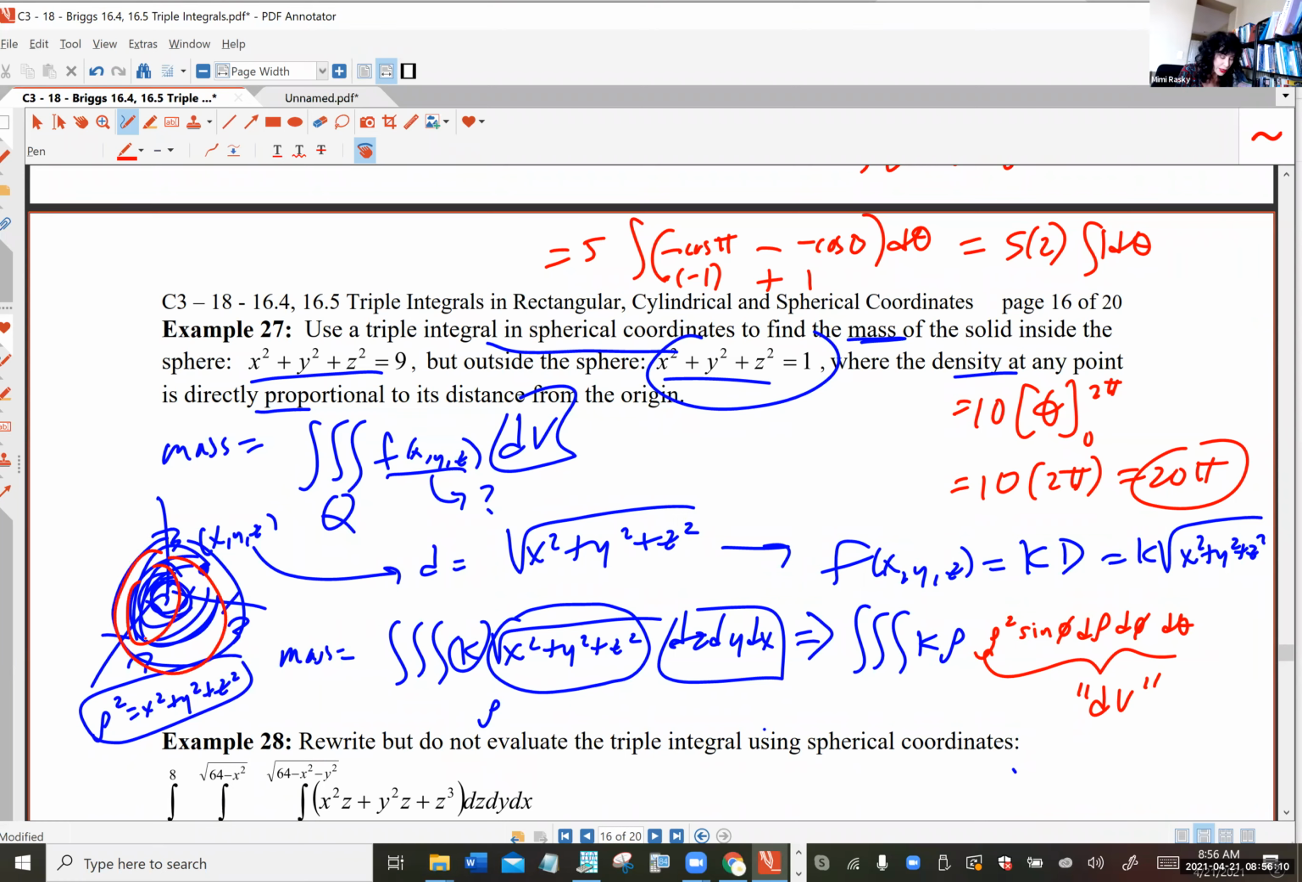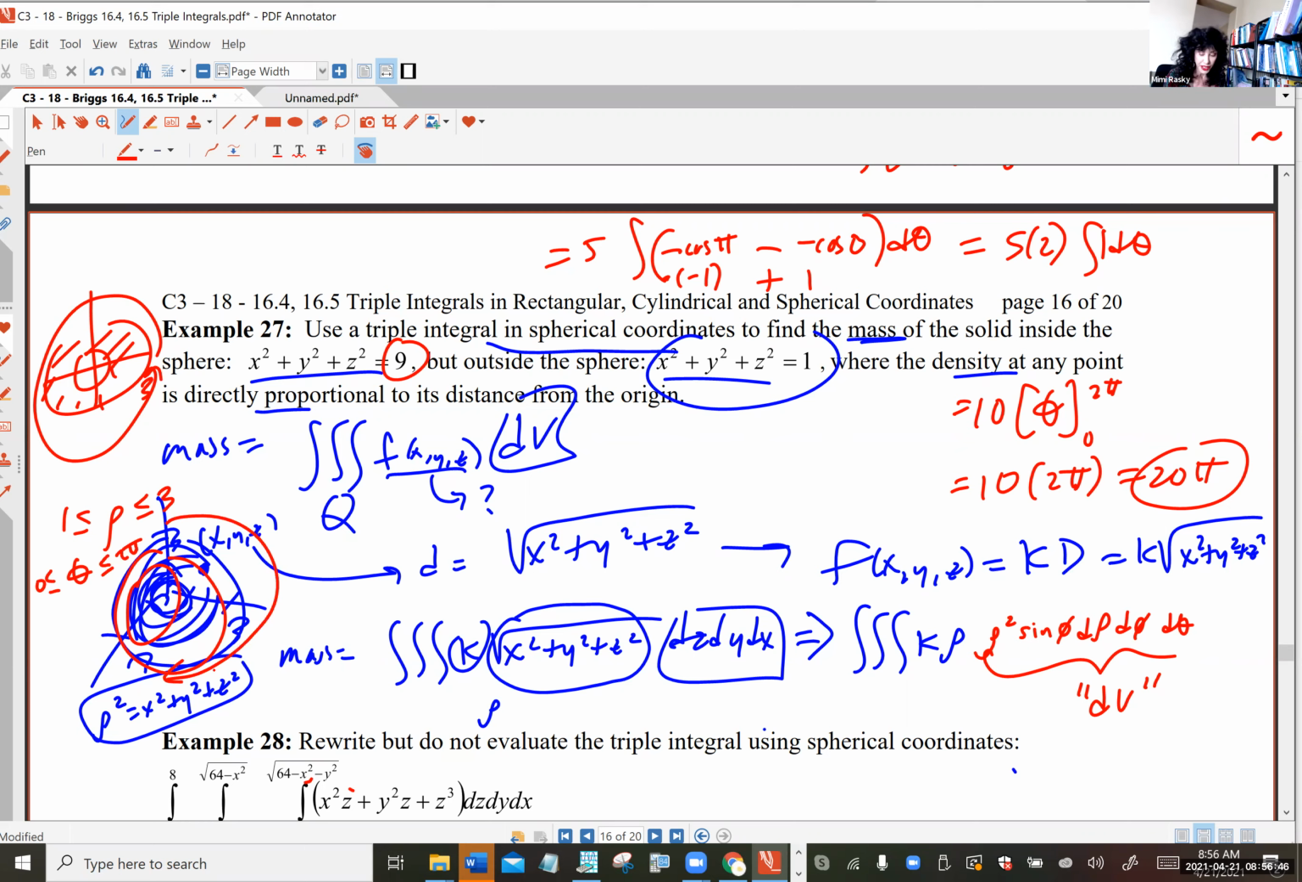Well, how do you get all your limits for your rho, your theta, and your phi? Well, rho is going to be going from not 0 this time. Rho is starting at the 1 and going out to the 3 because the outermost sphere has a radius of 3. Theta, if you look at the trace that this solid makes as it cuts through the xy plane, you can see you've got the full revolution there. That's what theta is doing. So it's 0 to 2 pi. And phi is once again doing a full range of motion, 0 to pi.